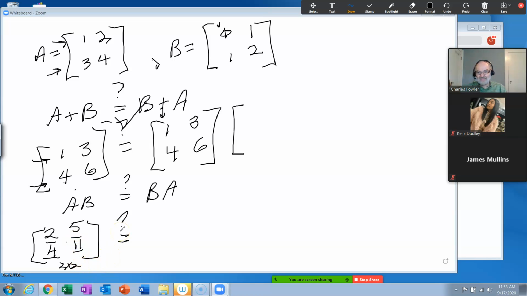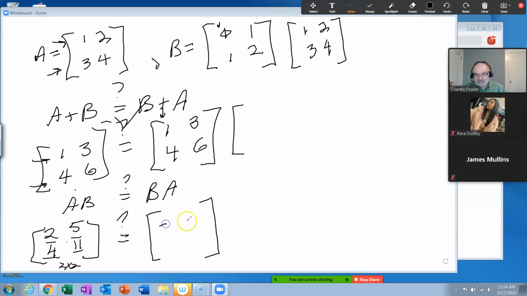Alright, now this is where I ran and found my error before. Let's do B times A. Well, to do that, I'm going to repeat A over here so I get it in the right place. That's a 1, 2, 3, 4. Very creative here. And this one, of course, is going to be a 2 by 2.